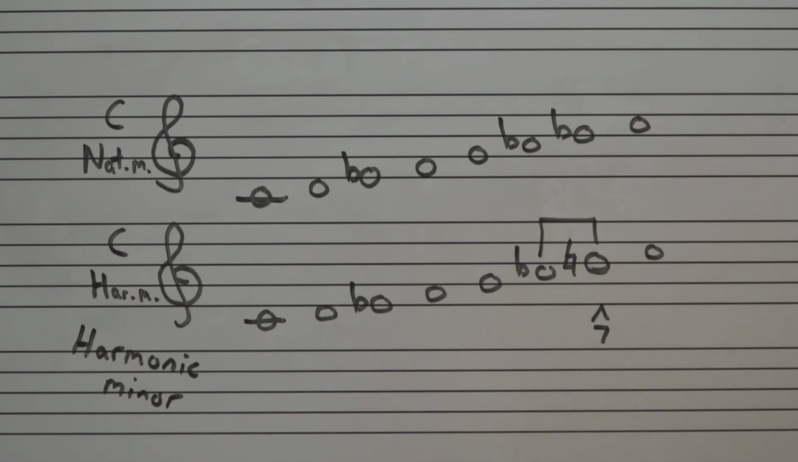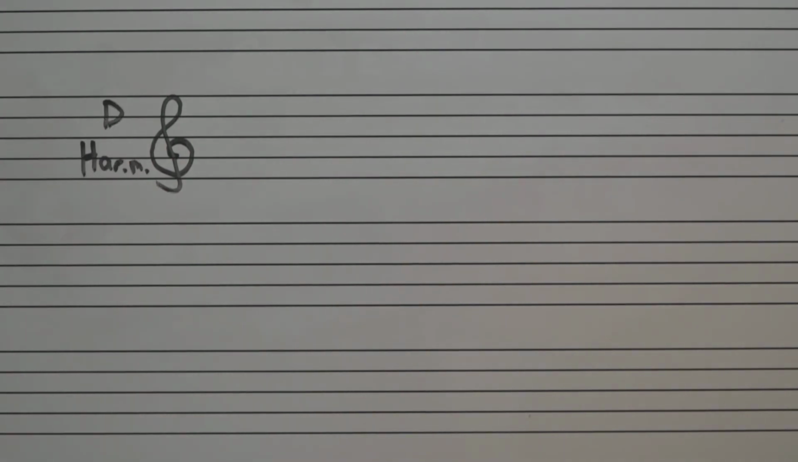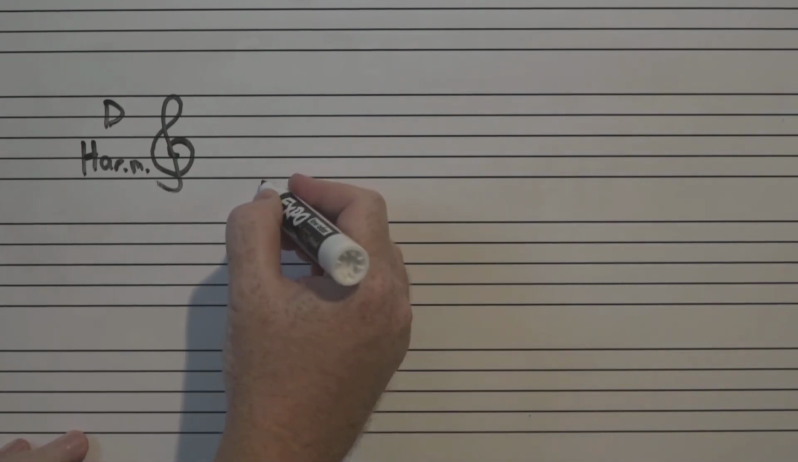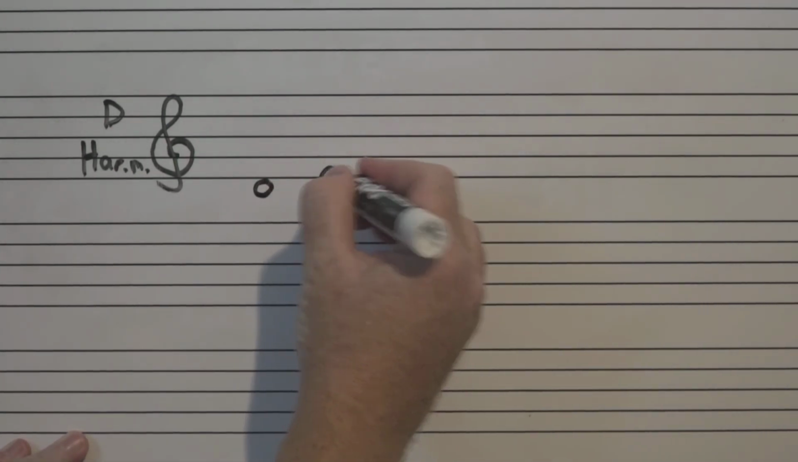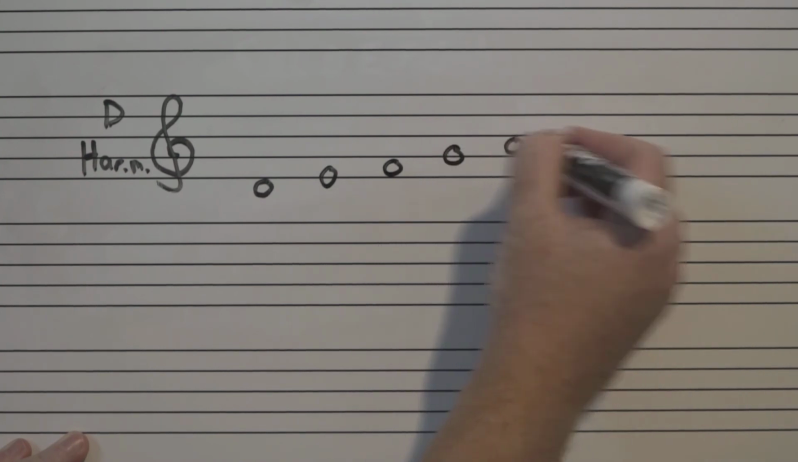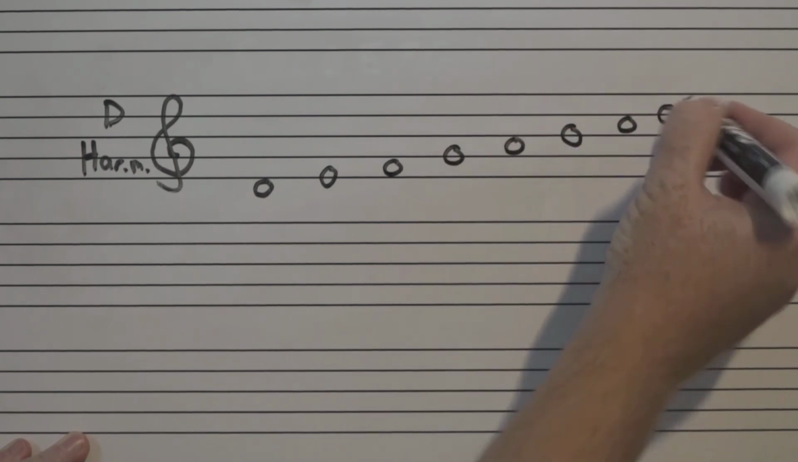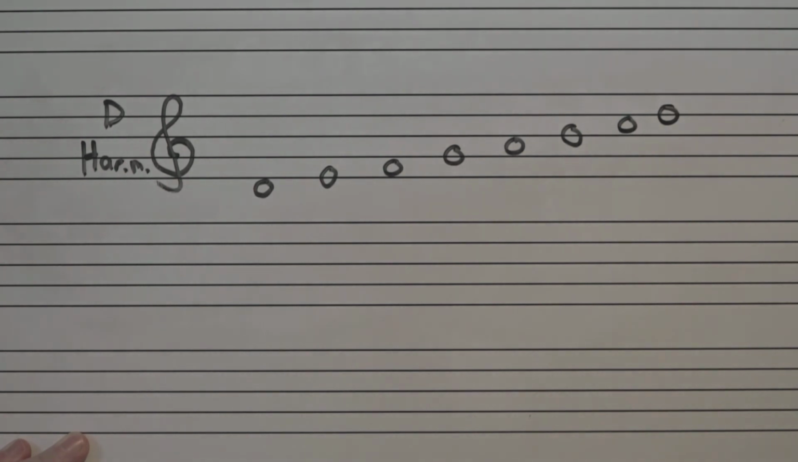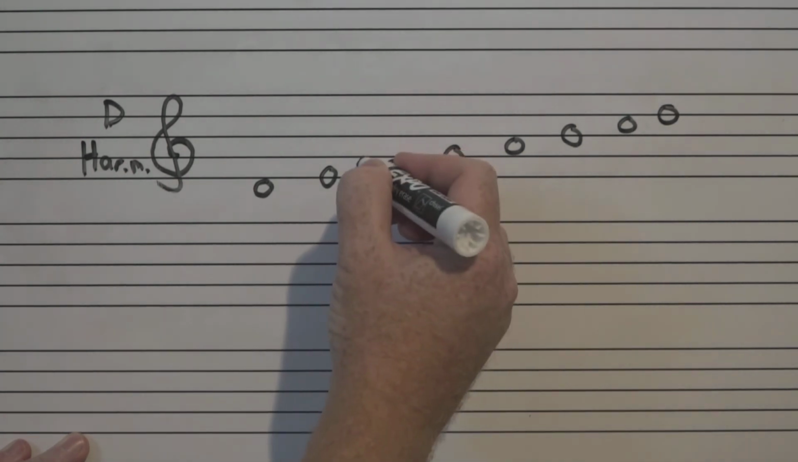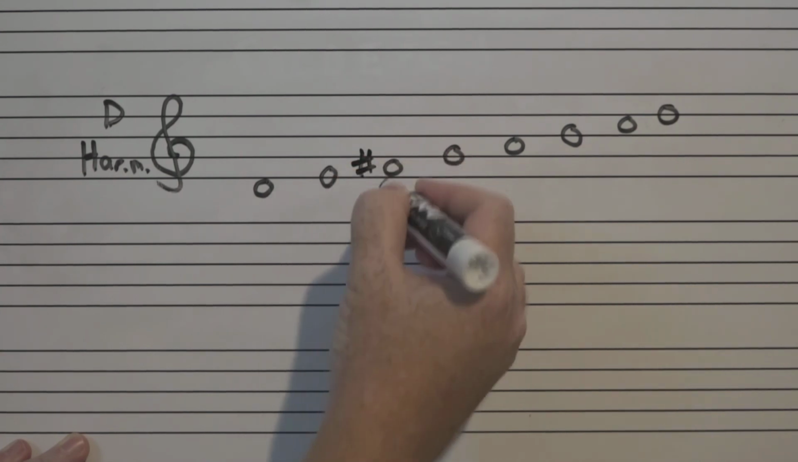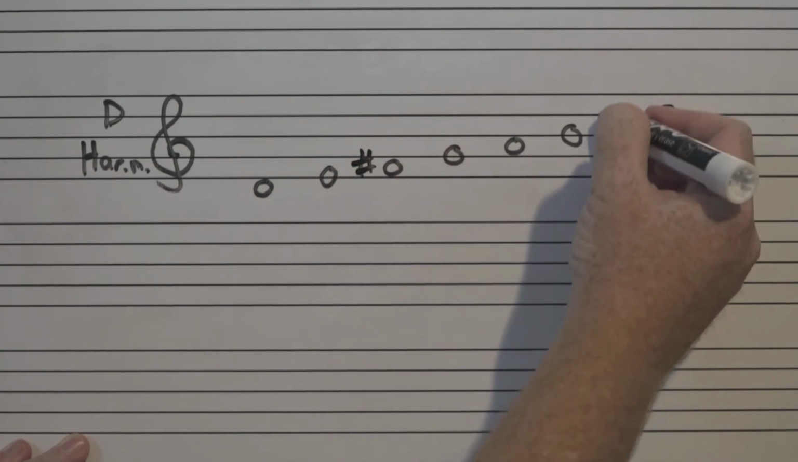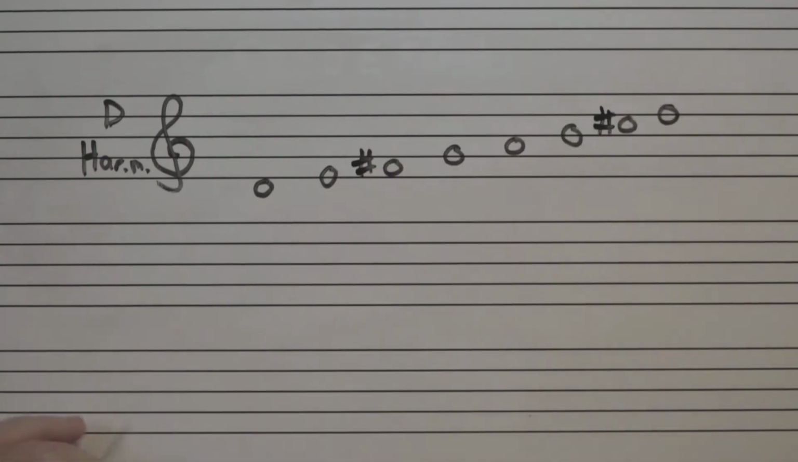Let's do it again on a different scale just to make sure we have it. Let's write out a D harmonic minor scale. And let's do it on one staff and follow the entire process. So we start at a D and we go from D to D. And let's first do major, which we should know really well. Whole step, half step, whole step, whole step, whole step, and half step. So now we have D major.